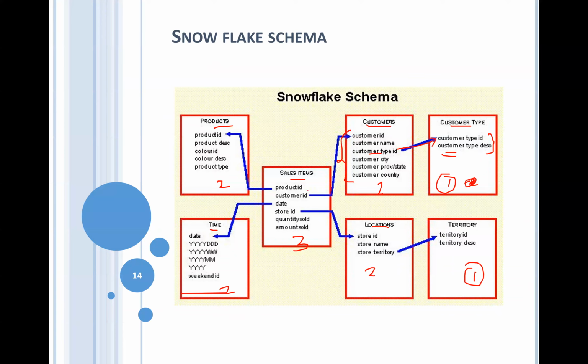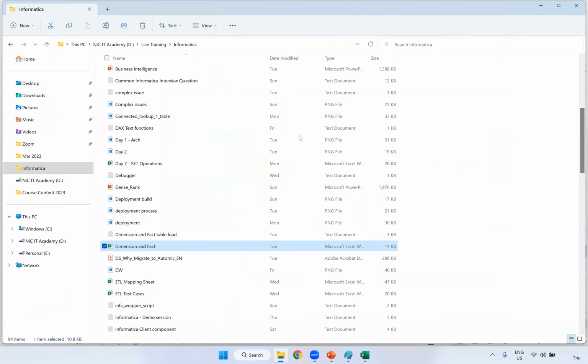Galaxy schema means multiple dimension tables are connected with multiple fact tables. That's what the Galaxy schema is. In real-time projects, most of the projects have this particular model, the Snowflake schema. I will tell you one particular example where we have used the dimension load. I will tell you the real-time example.